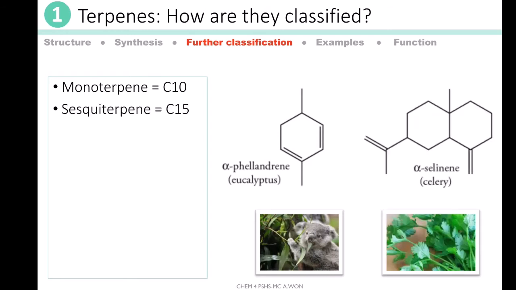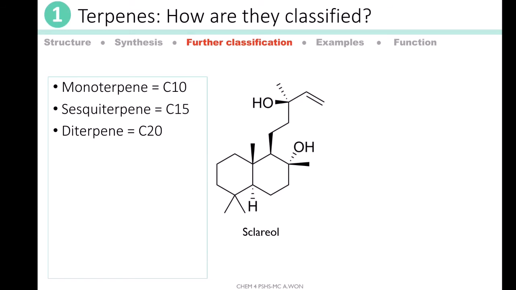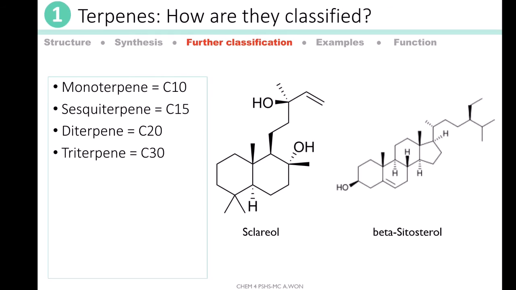Next, we have sesquiterpenes, meaning they have 15 carbons, more or less, or 3 isoprene units. You can count the carbons in our example, alpha-selenine. It has exactly 15 carbons, making it a sesquiterpene. Next, diterpene with around 20 carbons. Next is triterpene with around 30 carbons.